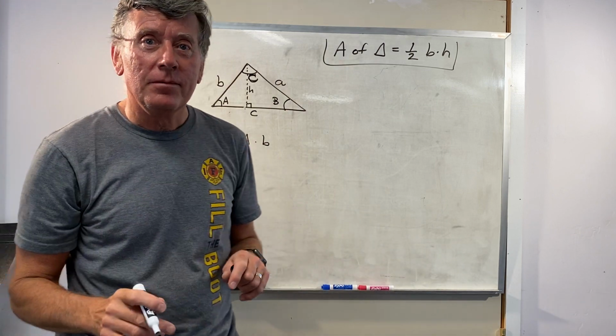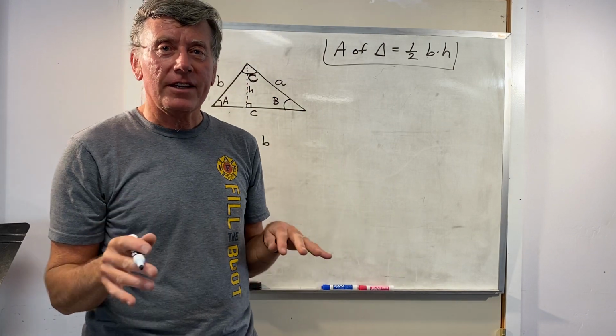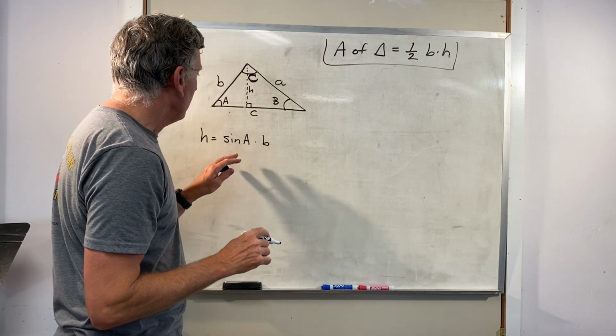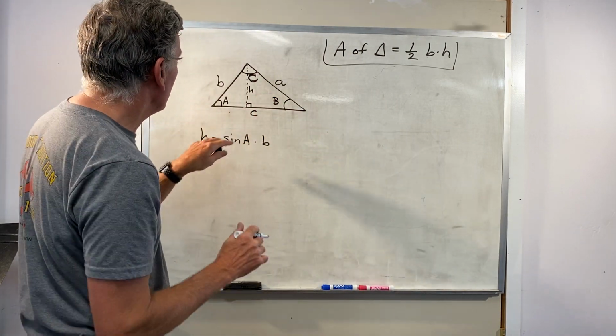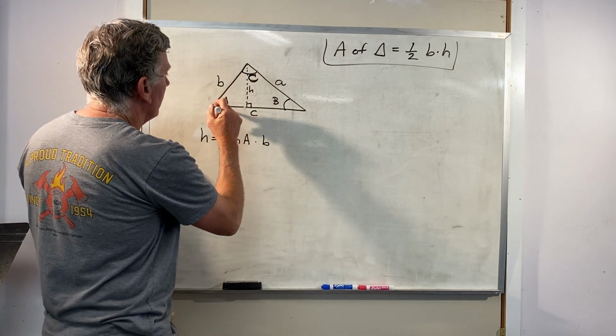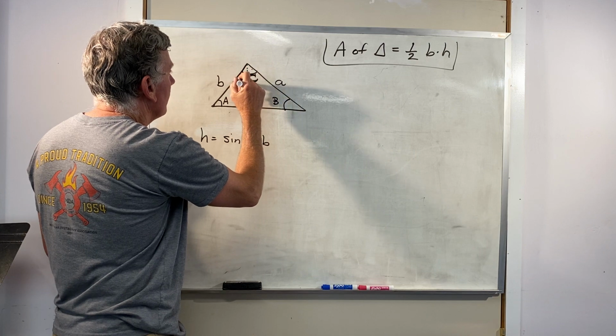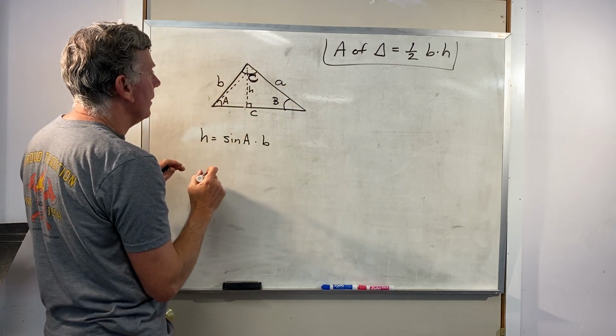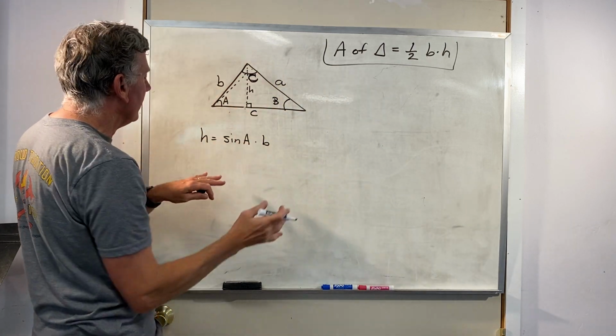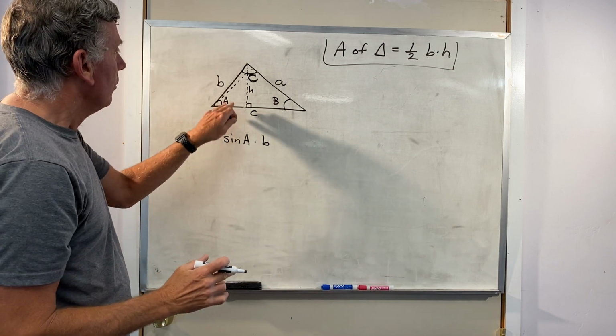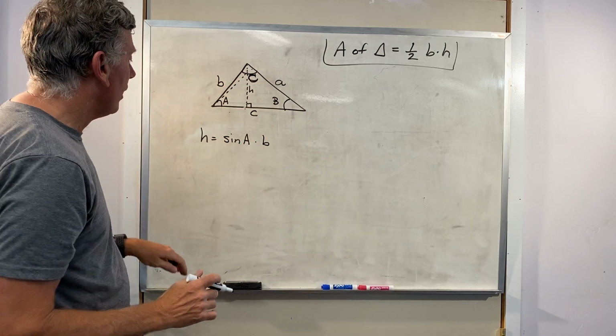Let's pause. I'm going to come back to this with a second video. What I will tell you is that for h, I can draw a second line here that's going to be a similar height. Oh, by the way, let's finish what the area of our triangle is.